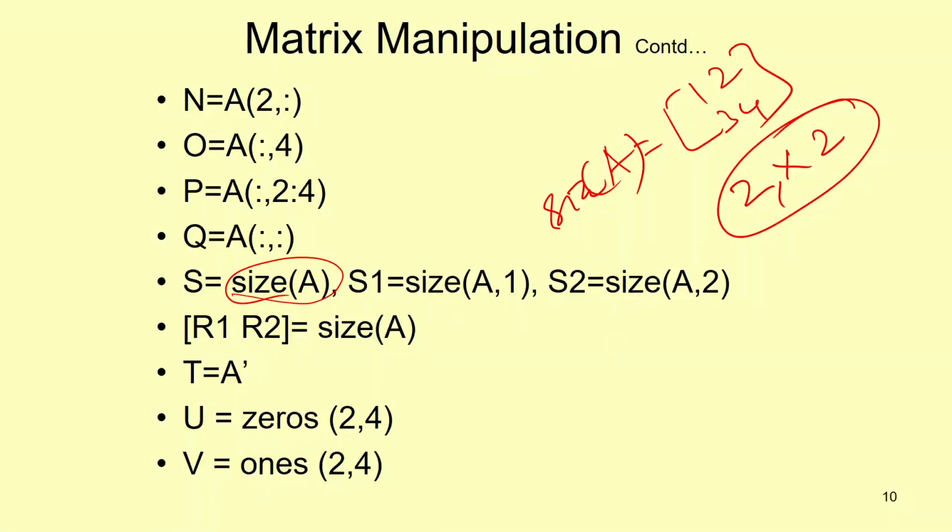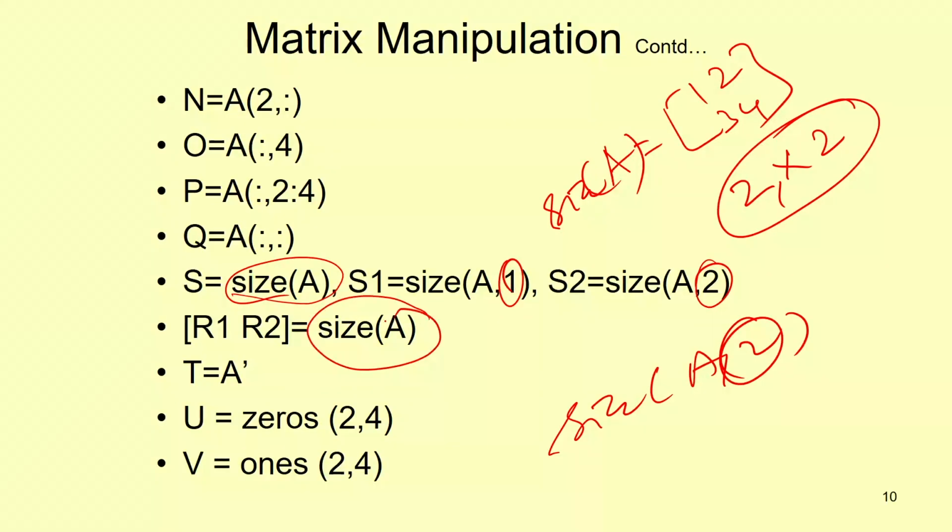Likewise, if I want only the column size, then you have to do size of A comma 2. If I give size of A comma 2, this 2 signifies I want only the column size. If you put 1, I want only the row size. This is nothing but the size of A is calculated, and the row value is copied to R1 and the column value is copied to R2. So this is another command.